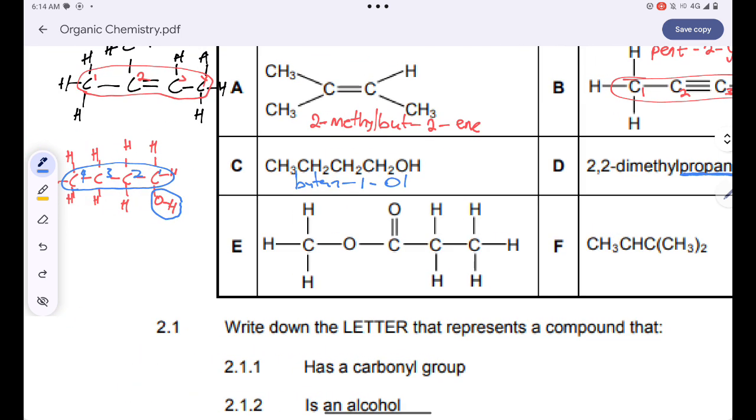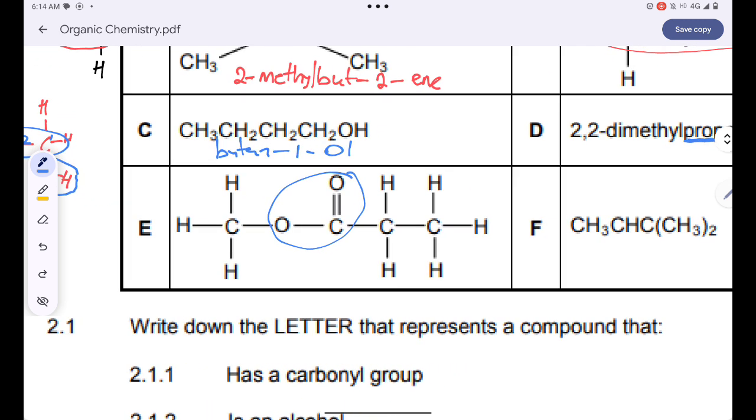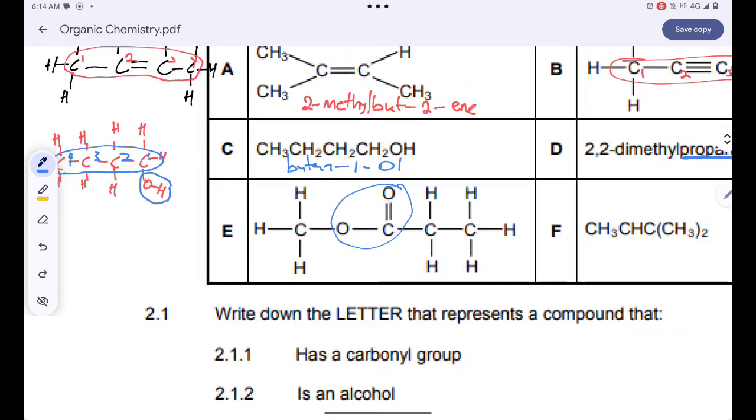Okay, now let's go to compound F. Compound E rather. Compound E, we are given a structural formula of an ester. Are you together? It has a functional group. This type of carbonyl group is called an ester link. Are you together?